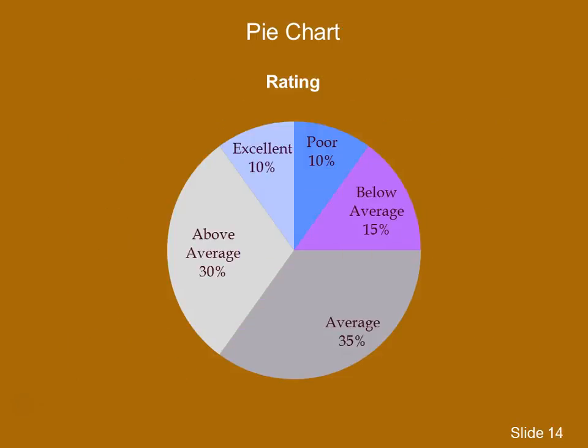Here is a pie chart for the percent ratings that we were looking at for the restaurant. Again, 35% of the ratings were average, 30% above average, 10% excellent, 10% poor, and 15% below average.